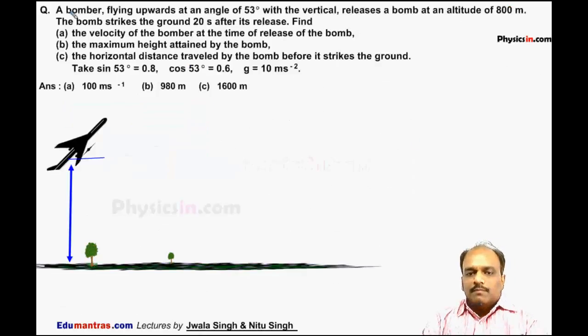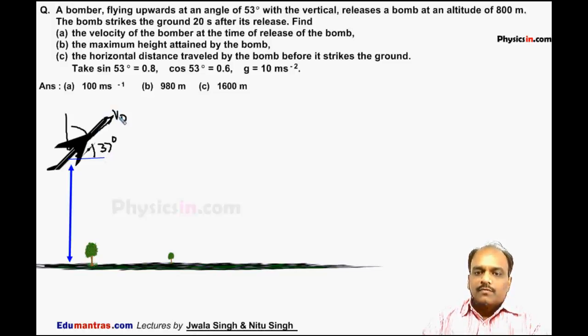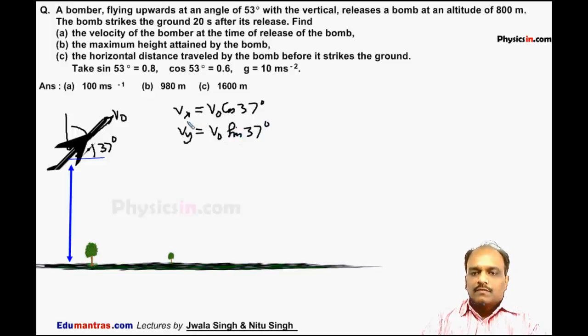Now third question. A bomber flying upward at an angle of 53 degrees with the vertical. So this angle is 37 degrees. Let the bomber move with a speed of v0. So we can say vx is equal to v0 cos 37 degrees and vy is equal to v0 sin 37 degrees. This is the velocity of the bomber along x-axis and along y-axis when the bomb is being dropped.